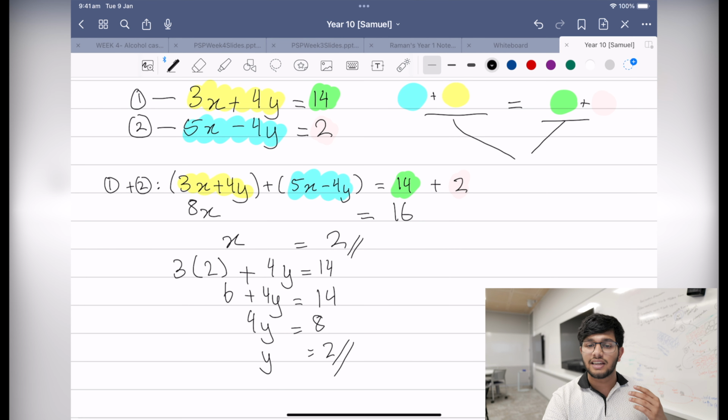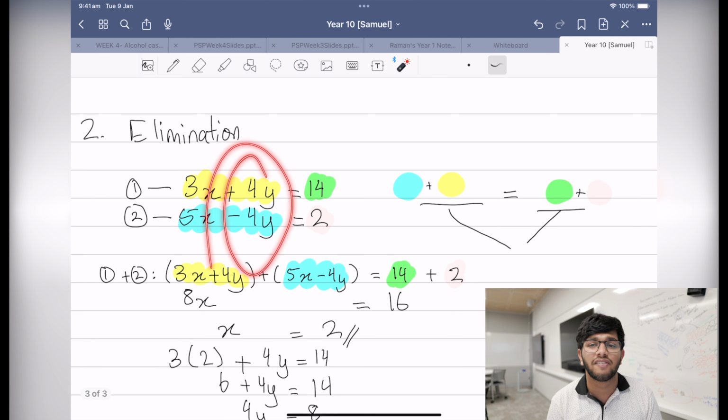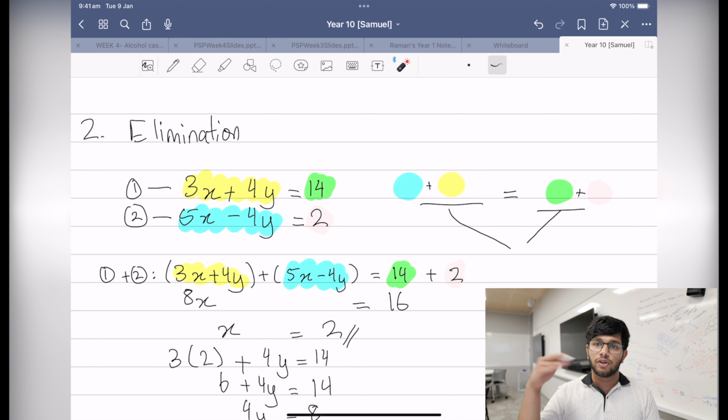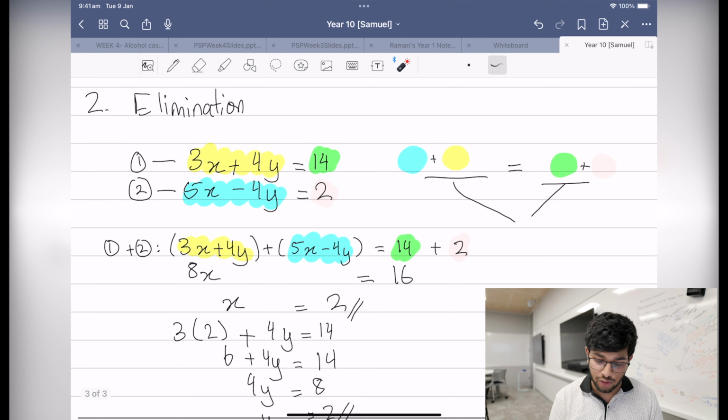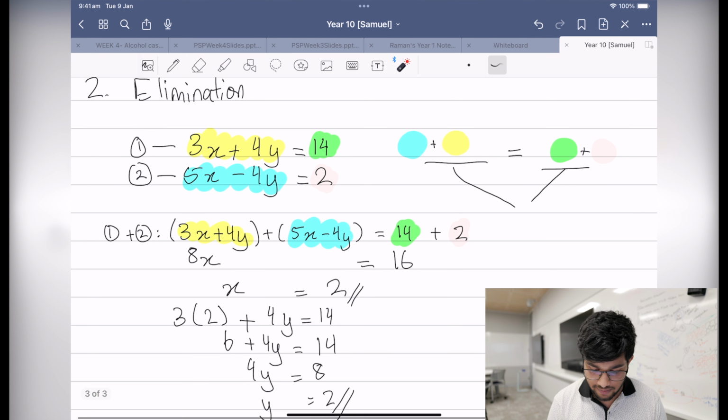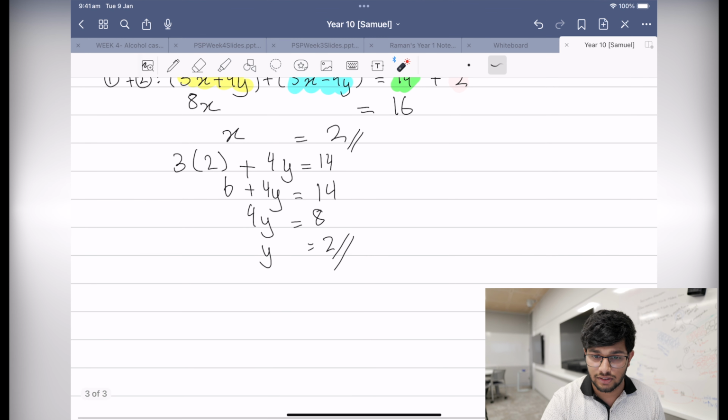Now, the questions can get slightly harder, because here we can tell, it just perfectly lined up. Now, there are a few harder versions. Let's just say hypothetically, the reason why I can add these two together is that if I add plus 4y and if I add minus 4y, they easily get rid of each other. But what happens if it's presented with a different scenario?